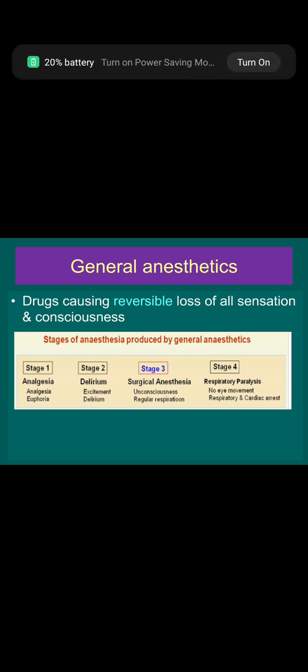Okay. So coming to the various stages of anesthesia. First one is stage 1, then stage 2, stage 3 and stage 4. Stage 1 is the state in which the patient becomes analgesic, that is loss of pain. The next stage is the delirium stage. In this stage the patient becomes excited.